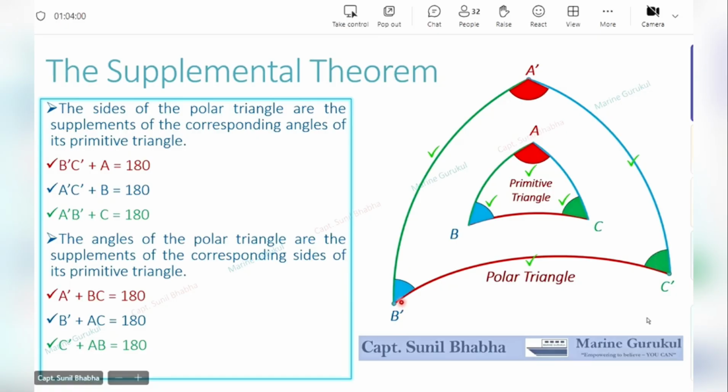And once we have these three angles, 180 minus these three angles will give us the corresponding parts of the primitive triangle. So all the sides: 180 minus angle A' will give us side BC. 180 minus B' will give us side AC. And 180 minus angle C' of the polar triangle will give us side AB of the primitive triangle. So you see, using this polar triangle concept, we can easily obtain the remaining parts of the primitive triangle.